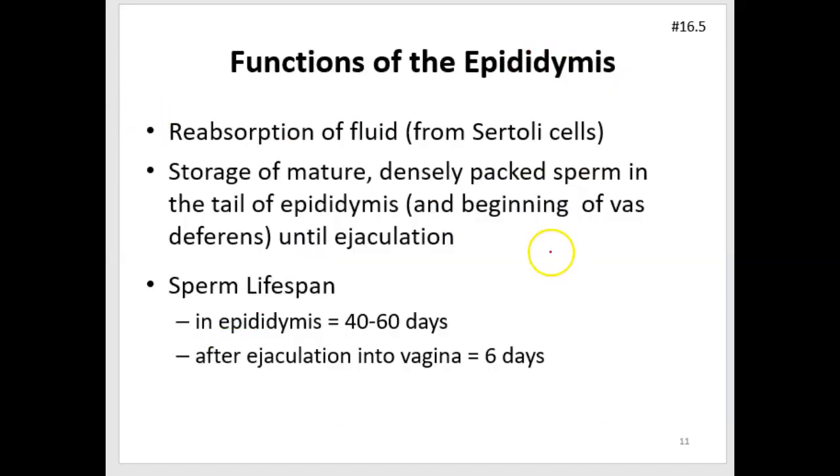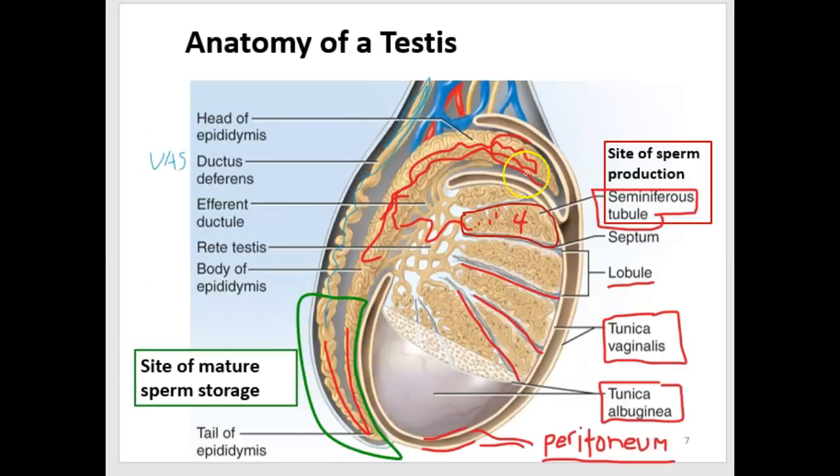The rest of the function of the testis that I want to talk about has to do with the epididymis. So, as I mentioned, the epididymis is where, I don't have a picture here. That's crazy. I need to have a picture. The epididymis includes this head of the epididymis, and it also includes this tail of the epididymis. So it's quite a big structure. It's noticeable on the posterior side of the testis, and it collects all the mature sperm from the rete testis.